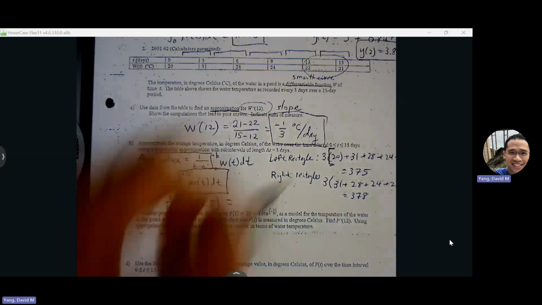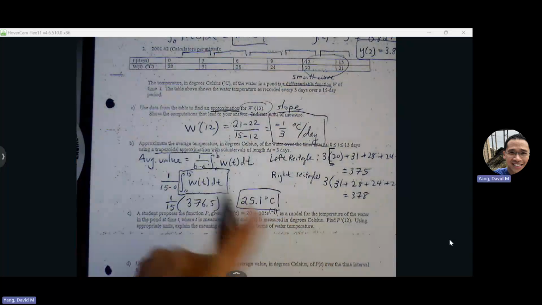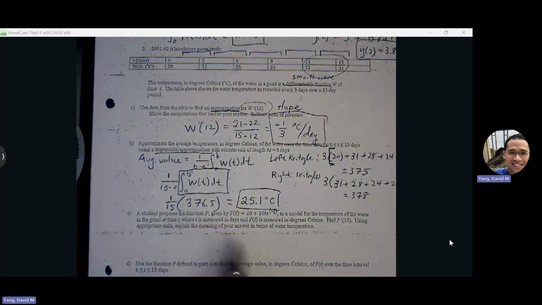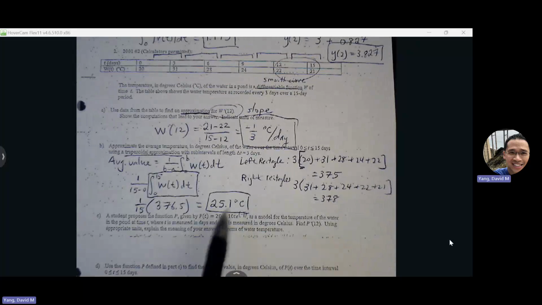And we get 25.1. That feels a lot more reasonable. 25.1 degrees Celsius is our average approximated temperature using trapezoids. So again, trapezoid is just the left rectangle plus right rectangle area, and find the average of those two, divided by 2.